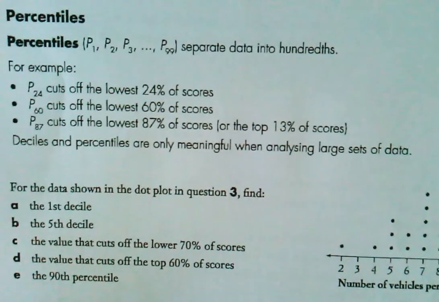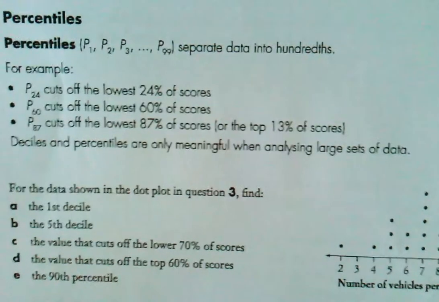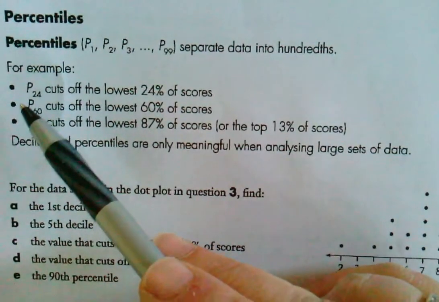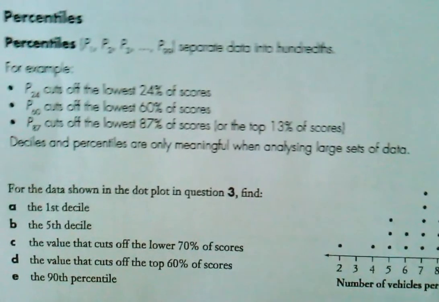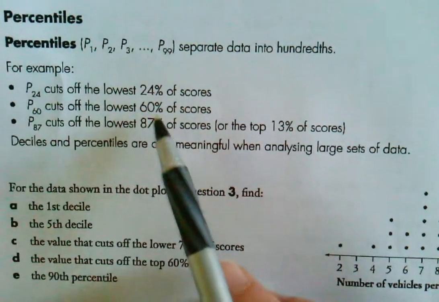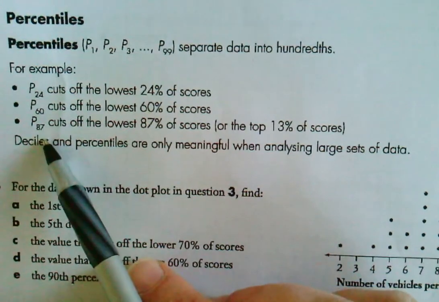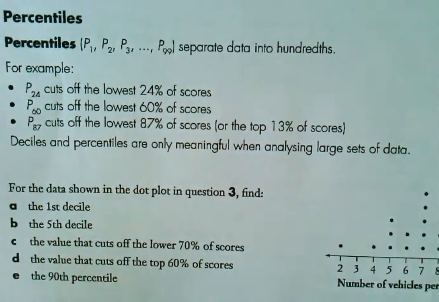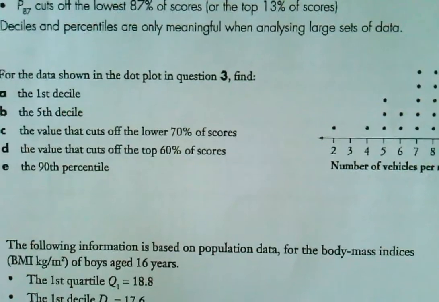So you've got your quartiles, which just tell you, yeah, this is my top quarter, my bottom quarter, my middle quarter. You've got your deciles, which break it down even further into 10% lots, but we could even be more accurate with percentiles. That breaks it down to the nearest percent. P24, you'd have 24% of scores below it. P60, you'd have 60% of scores below it, 40% above it. P87, you'd have 87% below it, 13% of scores above it. Okay, so deciles and percentiles are only meaningful when analysing large sets of data.